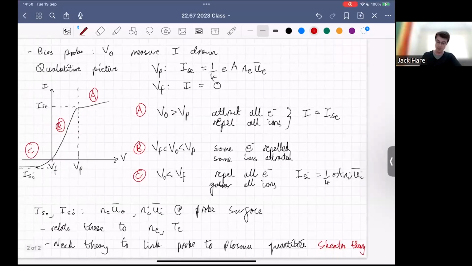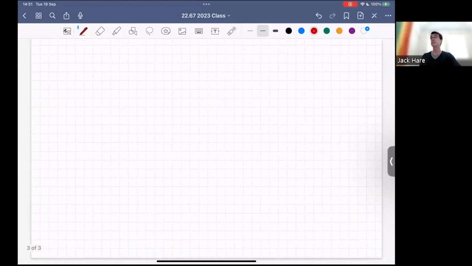So who can tell me what the length scale for this sheath is? What's an important length scale in sheath theory? Yeah, just please shout it out. The Debye length? Yeah, Debye length.